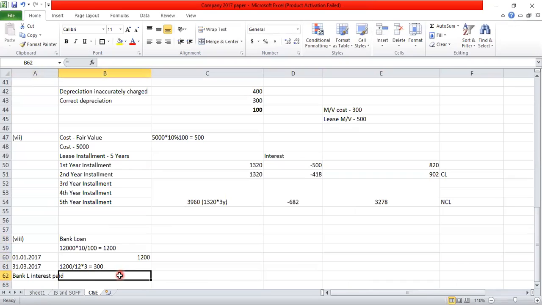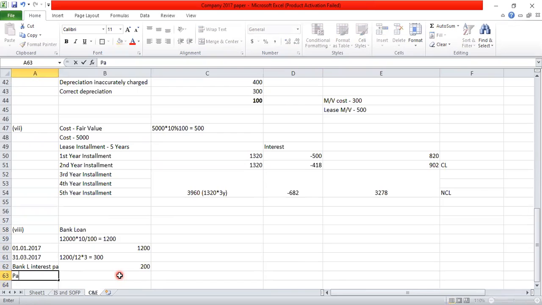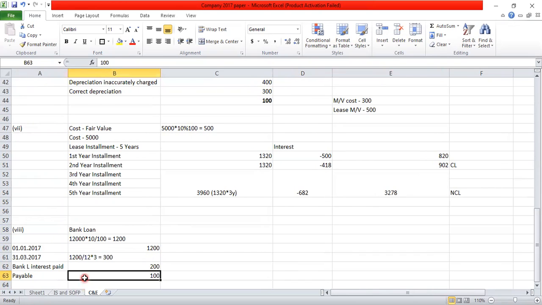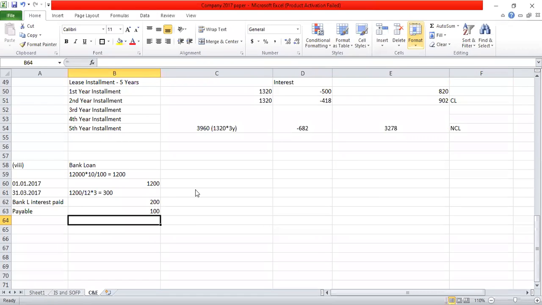Out of 300, they have paid 200. So how much do they need to pay? Payable, 100 they need to pay. So this bank loan interest paid, I'm going to calculate. So the whole bank loan interest payable is 300.